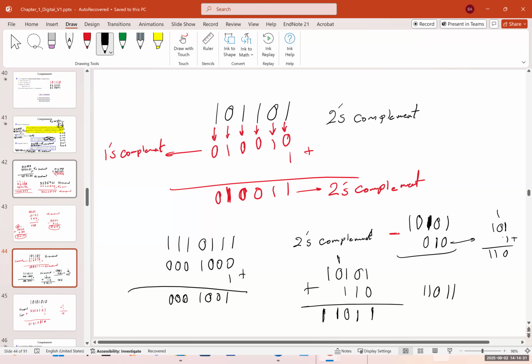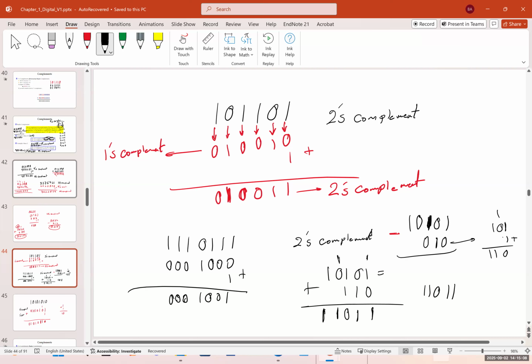What is 1, 0, 1, 0, 1 equal to? And I'll show you. This is not the final answer. I will show you what we would do. What is 1, 0, 1, 0, 1 equal to in decimal? I want to convert this to decimal.